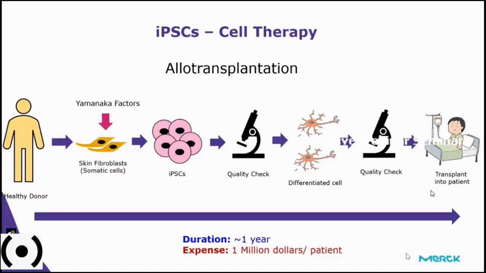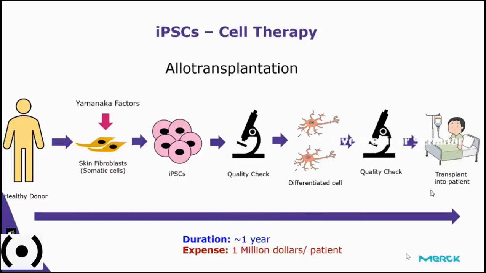Sometimes the patient is so severely affected that they will die in this time. They won't survive. So time is the issue, and normally it is an expensive approach. In general, the cost of treatment is $1 million per patient, right? So these are two factors.